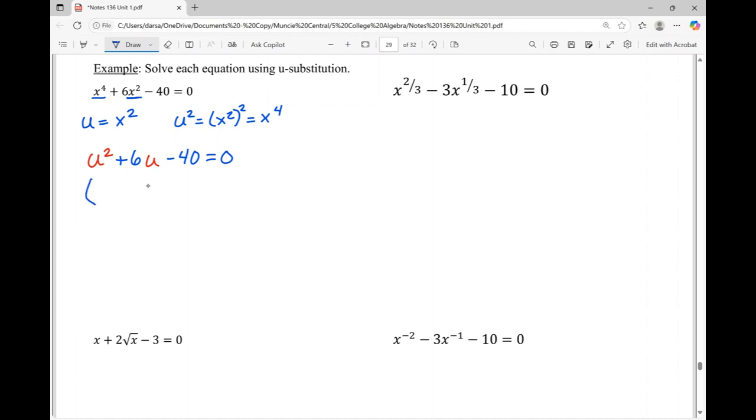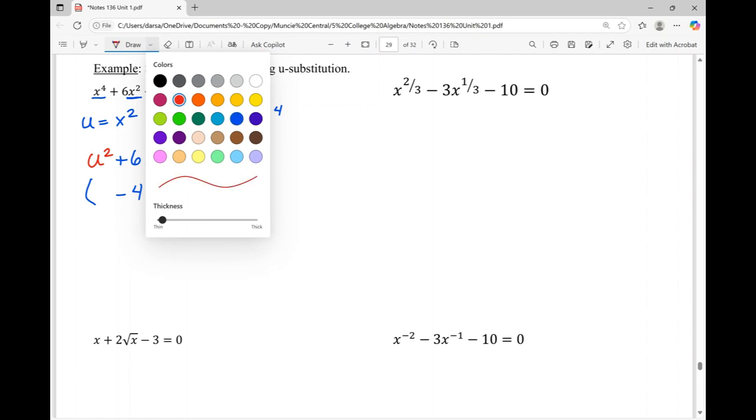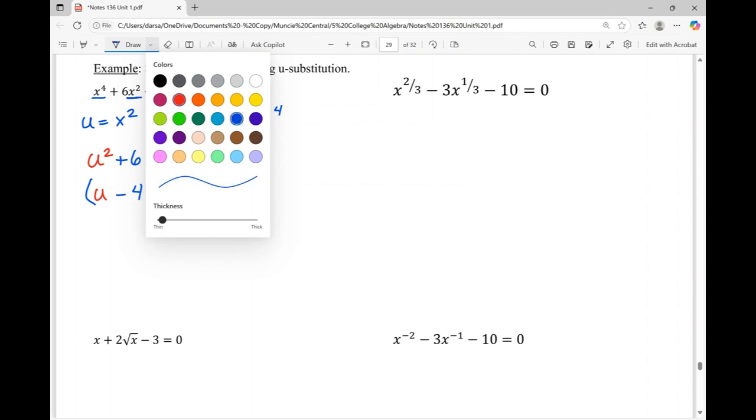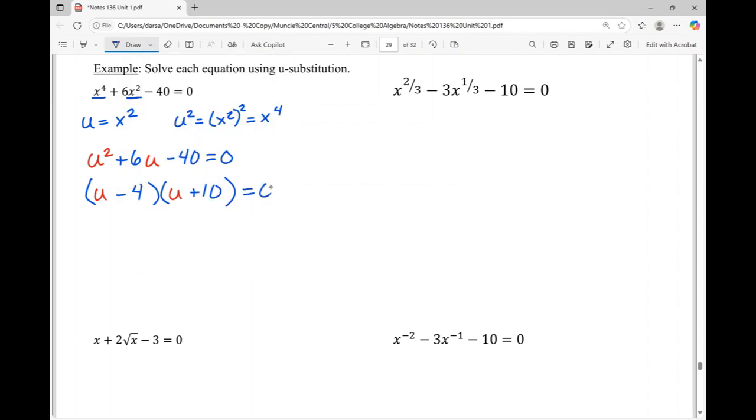So we can go ahead and factor this equation. What two numbers multiply to -40 and add to 6? Well, that would be a -4 and a +10. And remember, our variable right now is the variable u. So we get u minus 4 times u plus 10 is equal to 0. Setting each of these factors equal to 0, we can see that u is equal to 4, and that u is equal to -10.